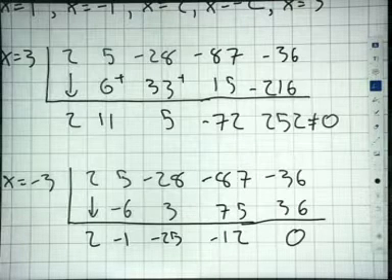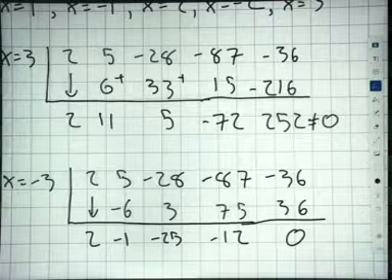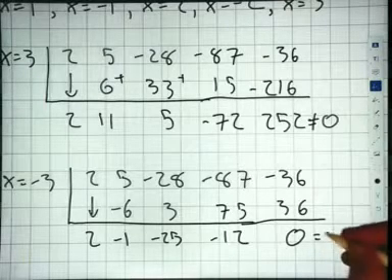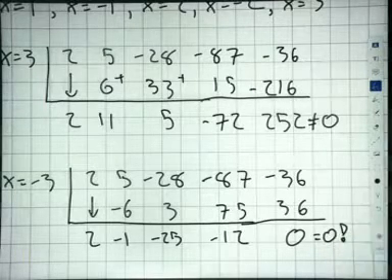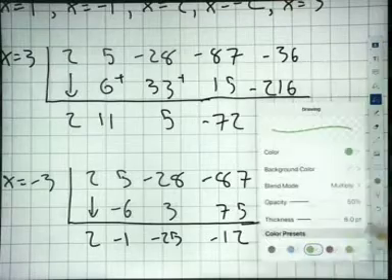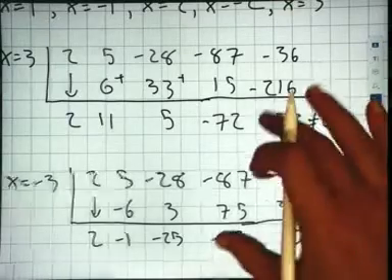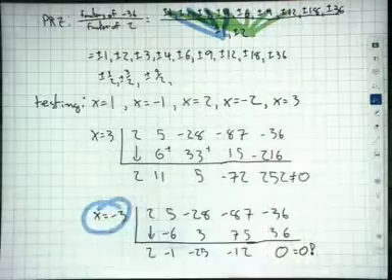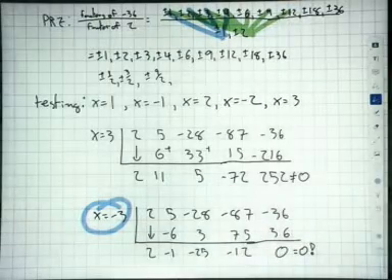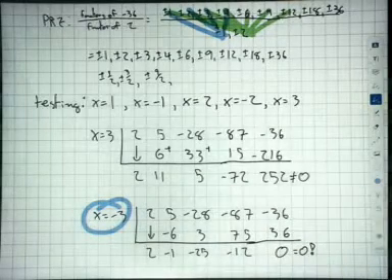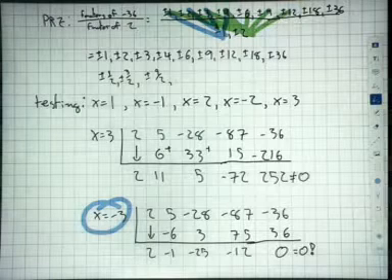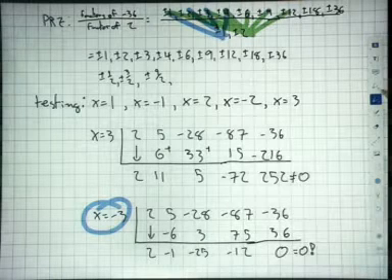Did y'all get 0? Good. Alright, so what does this mean for us? This means that x equal to negative 3 is a 0 of the function. It's good news for us. Now, we want to keep going.